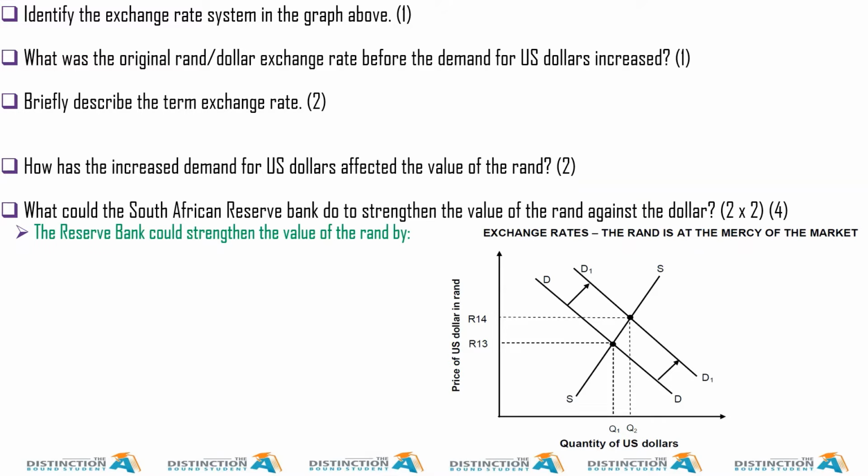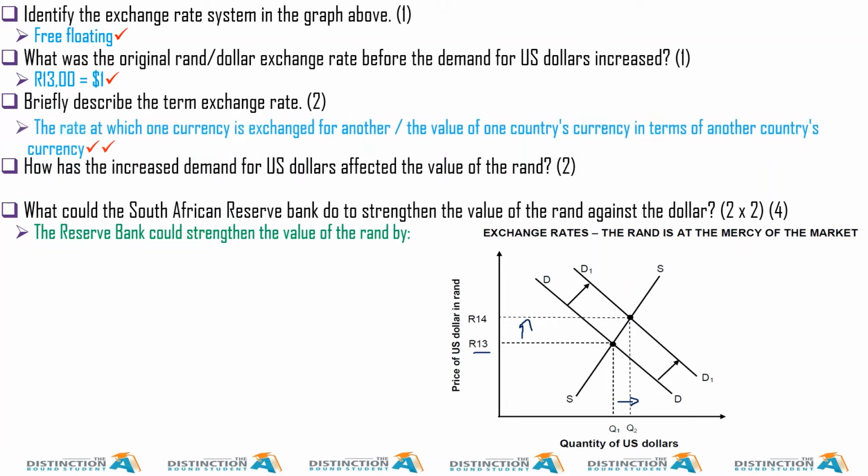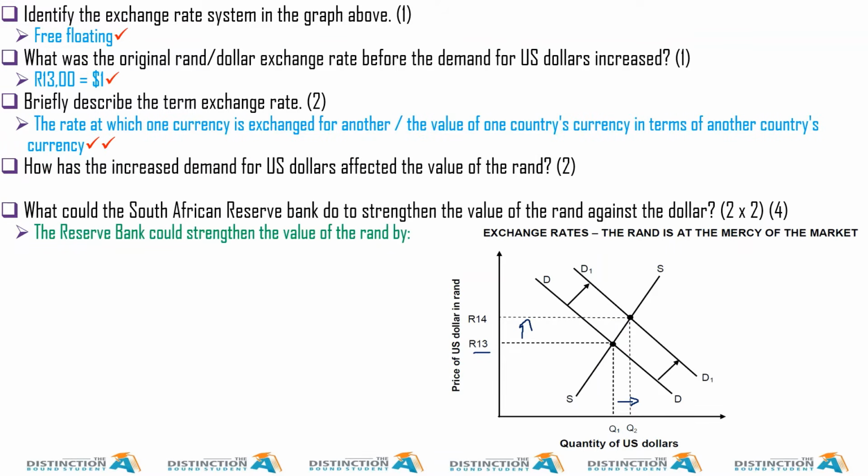Another one here, same scenario. We see a depreciation of the rand. There's a very common thing, and a shift of the demand curve. We have an increase in quantity demanded and supplied, like that. Let's see. Identify the exchange rate system. This one is a free floating, just like we had before. So it's just a change of questions, so just be familiar. What was the original rand dollar exchange rate? That was 1:13. Briefly describe the term exchange rate. Exchange rate is the rate at which one currency can be exchanged for another.